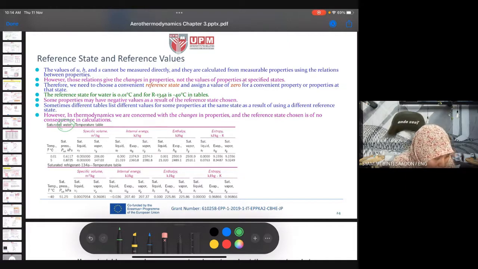So for water at temperature 0.01, pressure 0.6, you have specific volume. You can read along this horizontal line, this value. And saturated vapor, temperature minus 40 degrees Celsius. So we have all these given values, so you can use them to calculate anything, to calculate enthalpy or internal energy, average just now.